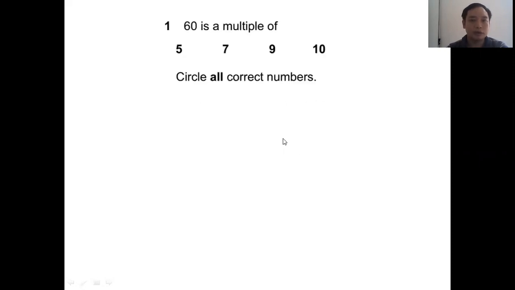Okay, question 1. 60 is a multiple of 5, 7, 9, 10. Circle all correct numbers. A multiple of means the number has to multiply by some number to get to 60. Now you need to circle the correct number. So the first is 5, because 5 multiplied by 12, you can get 60. The second number is 10, because 10 multiplied by 6, you can get 60.